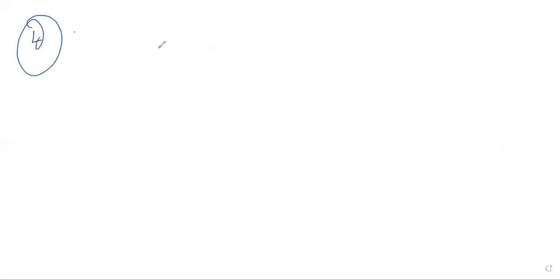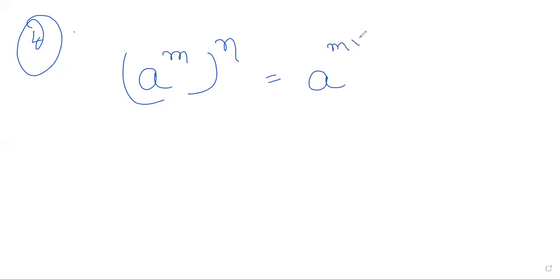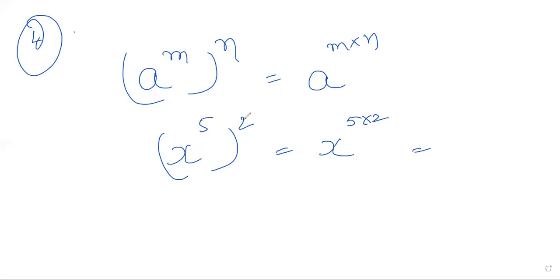Next, fourth one, a to the power of m whole to the power of n. Then you can multiply the powers, m into n. Take the example, x to the power of 5 whole square. How do we do it? We have to do 5 into 2. You have to multiply the powers, that is x to the power of 10.